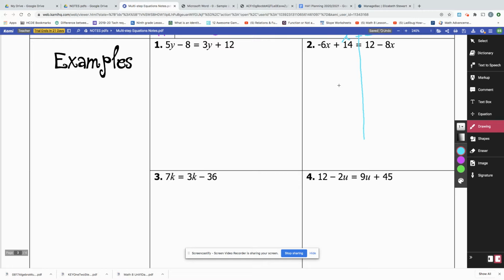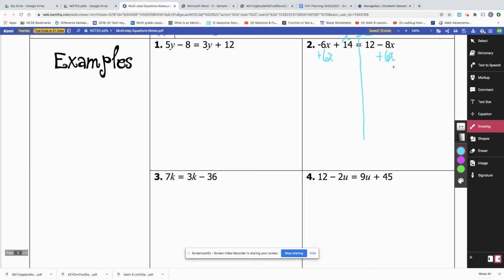So, what can I do first here? Don't have to do any distribution. I cannot combine negative 6x and 14, nor can I combine 12 and negative 8 times x. So, I need to either add 6x to both sides or add 8x to both sides. Which should I do? Well, I kind of like to do it this way.